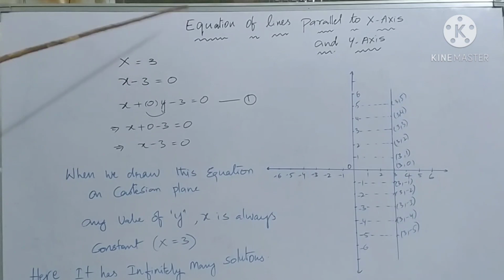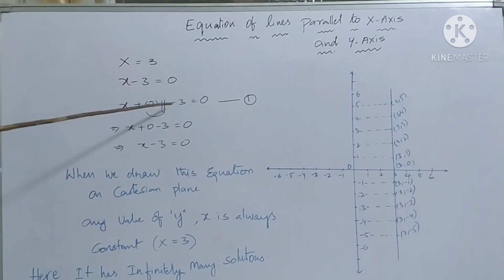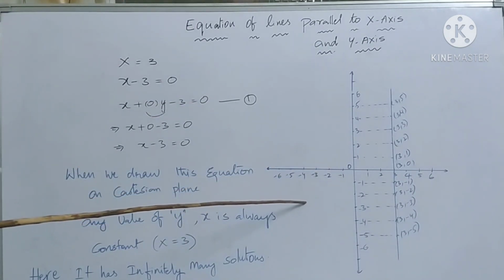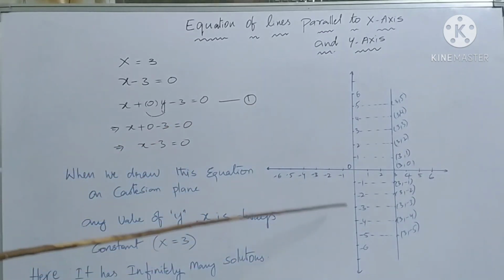Transposing 3, x minus 3 equals 0. This is an equation in one variable, here x. When we try to change this equation in terms of two variables, it becomes x plus 0 into y minus 3 equals 0. This is our required equation to draw on the Cartesian plane. Here Cartesian plane means x and y terms.